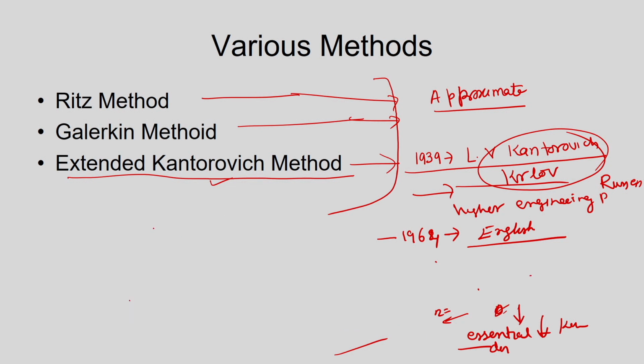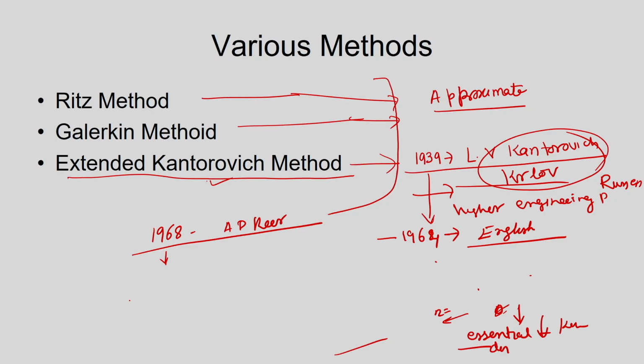But in 1968, A.D. Kerr, Arnold Kerr, further extended this Kantorovich method. From 1939 to 1968 it was known as the Kantorovich method, and it is briefly described in, I think, most books based on energy methods. One can see it is devoted half a page or one page. But in 1968 Kerr extended this method, and it is known as the extended Kantorovich method.